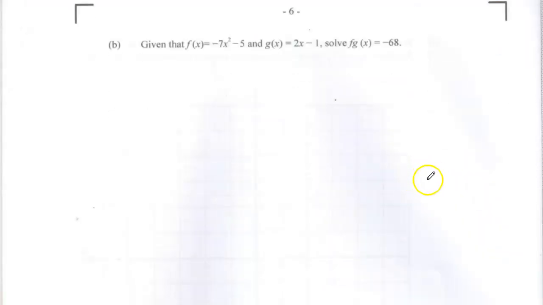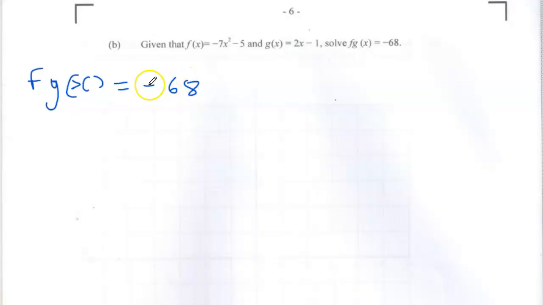Part B, given that f of x equals negative 7x squared minus 5, and g of x is 2x minus 1, solve fg of x equals minus 68. So we are told that fg of x is equal to minus 68. So let's find fg of x.